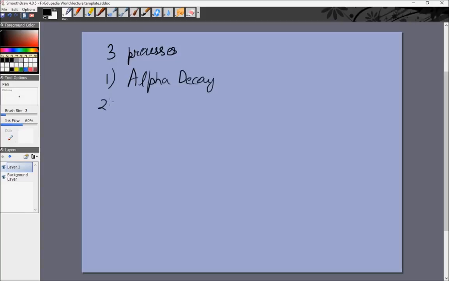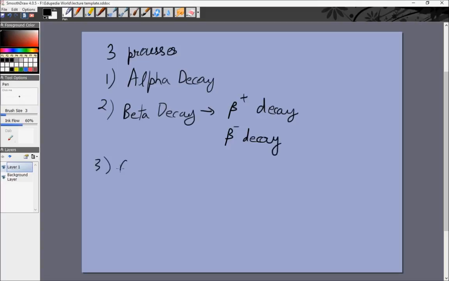The second is beta decay, which is itself divided into two parts, beta plus decay and beta minus decay. And then the third one is gamma decay, referred to as alpha, beta and gamma. So let's start off with the first one, alpha decay.